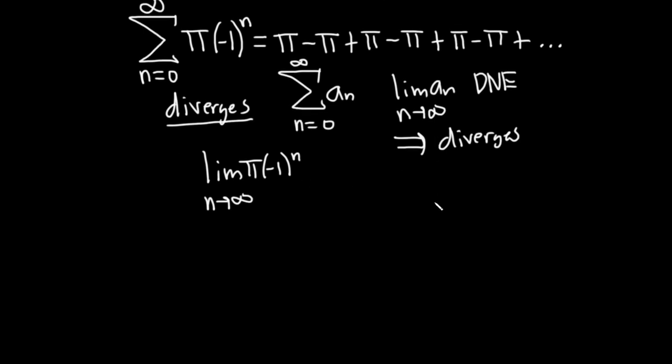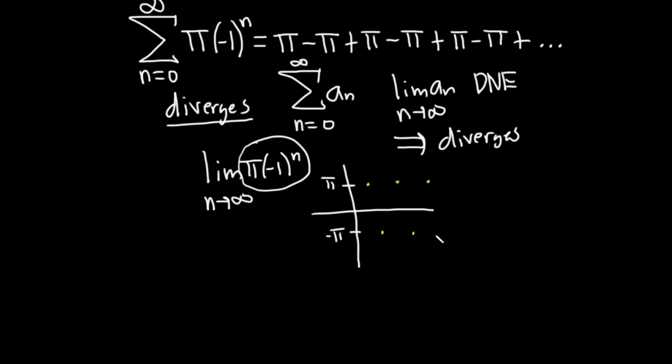If you do a graph, let me just show you a graph. Let's say this is pi and say this is negative pi. If you were to graph this sequence, it would look something like this. It'd be pi, negative pi, pi, negative pi, etc. I'm going to make the dots bigger so you can see them. So the values of the sequence would just oscillate between pi and negative pi forever, right? So as n approaches infinity, the terms aren't really approaching anything. So this sequence diverges. And because the sequence diverges, this infinite sum also diverges.